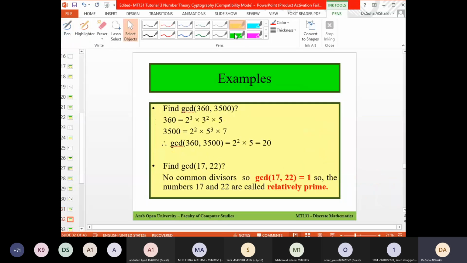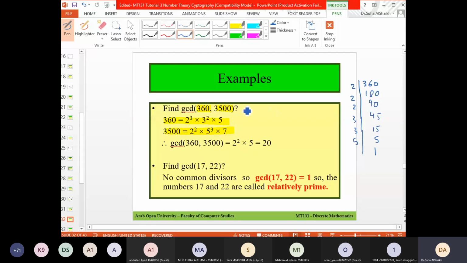Now this is an example. I have the two numbers, 360 and 3500. This is the prime factorization of the second number. Practice and check how they find this. 360 is divisible by 2, the answer is 180, divisible by 2, 90, divisible by 2, 45, divisible by 3, 15, divisible by 3, 5, divisible by 5, 1.